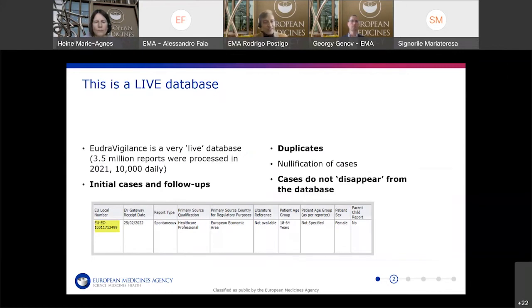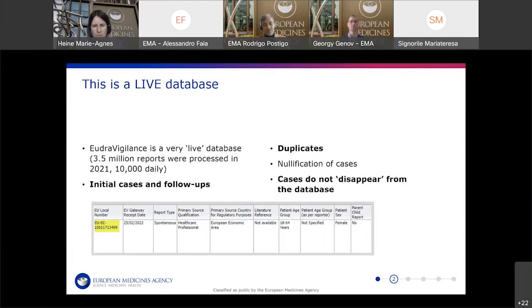We also need to understand that EudraVigilance is a very live database. Only in 2021, we experienced 3.5 million reports that were processed in the database, and that average means that the database experienced 10,000 daily transactions. So as we speak, we are receiving suspected ADR reports.